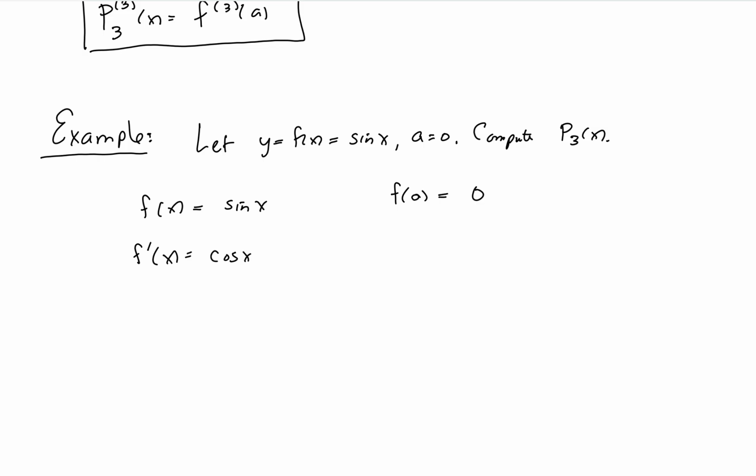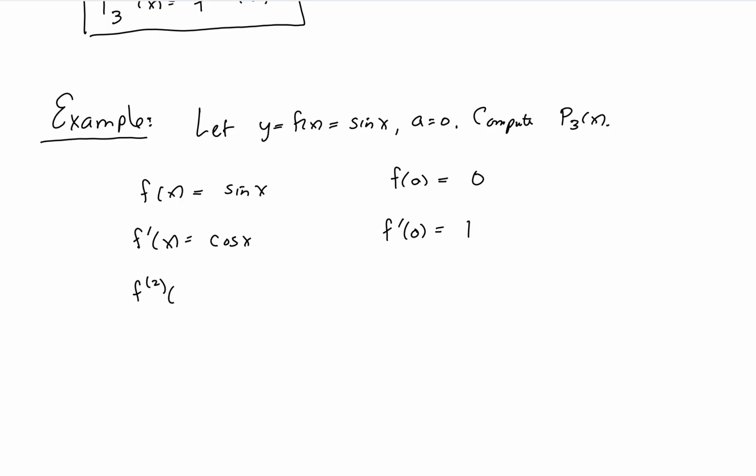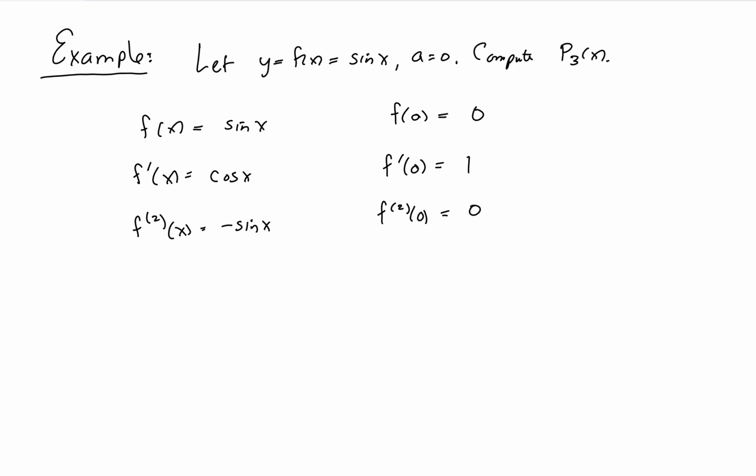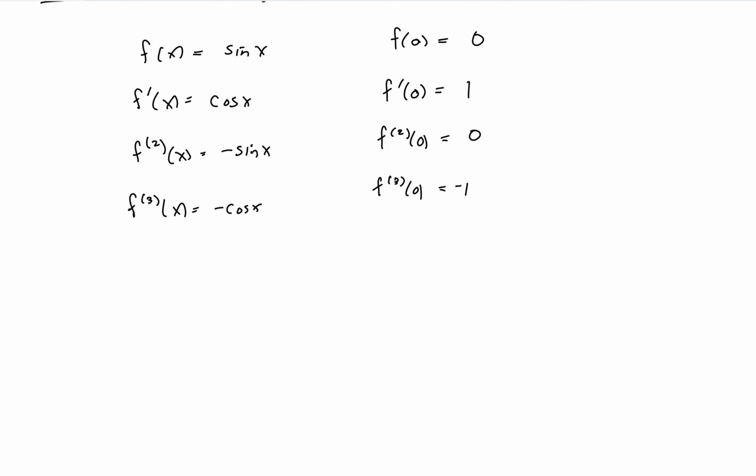Take the derivative and we get cosine. Evaluate this at 0 and we get 1. Since we're going up to a degree 3 polynomial, we're going to need to take 3 derivatives. So this becomes minus sine. So this is again 0. And then finally the third derivative becomes minus cosine. So the third derivative at 0 is minus 1. So we just go ahead and do these computations up until we get to the degree we need, which in this case is 3. And now we just use our formula.